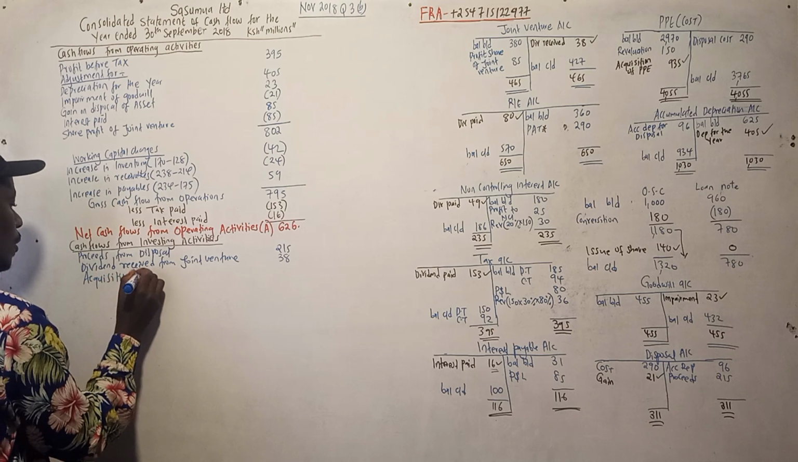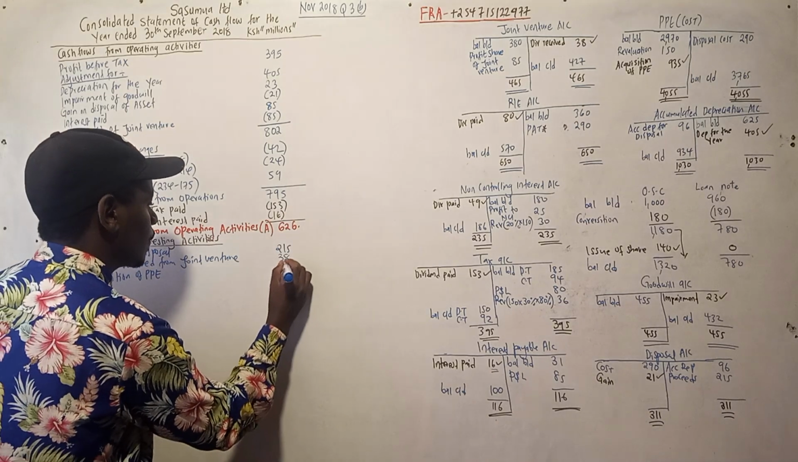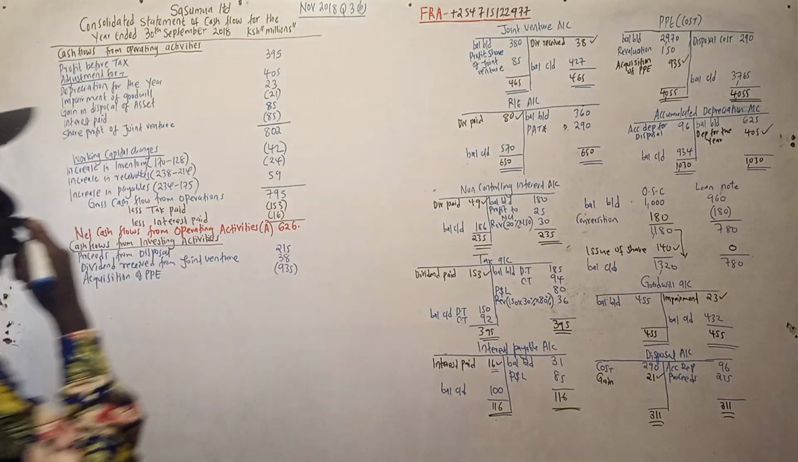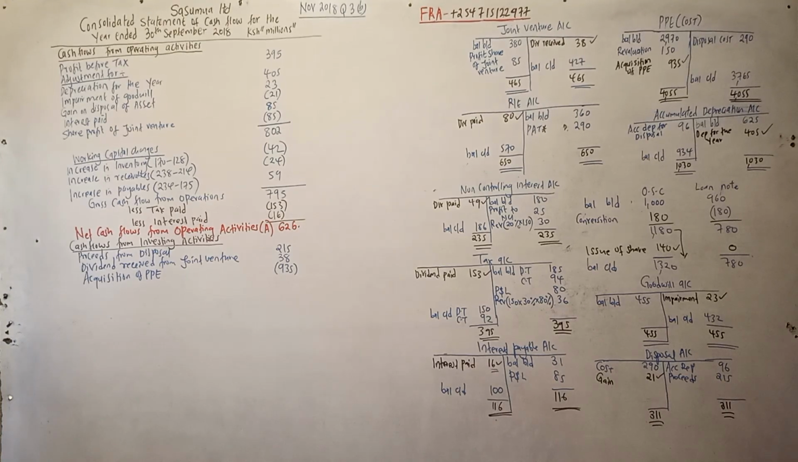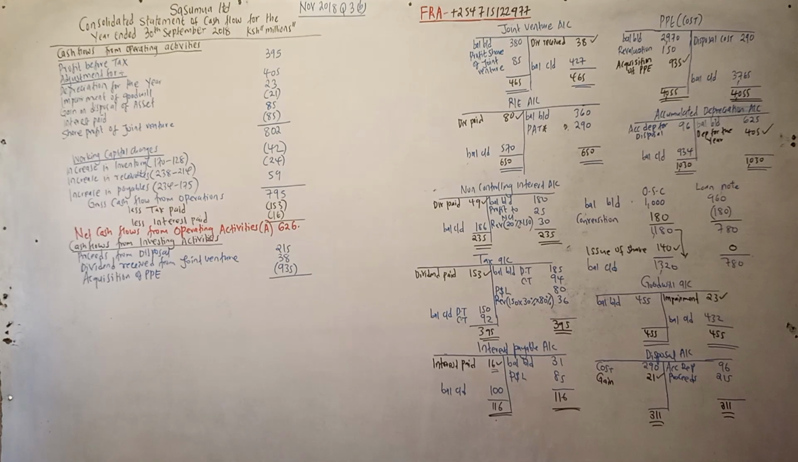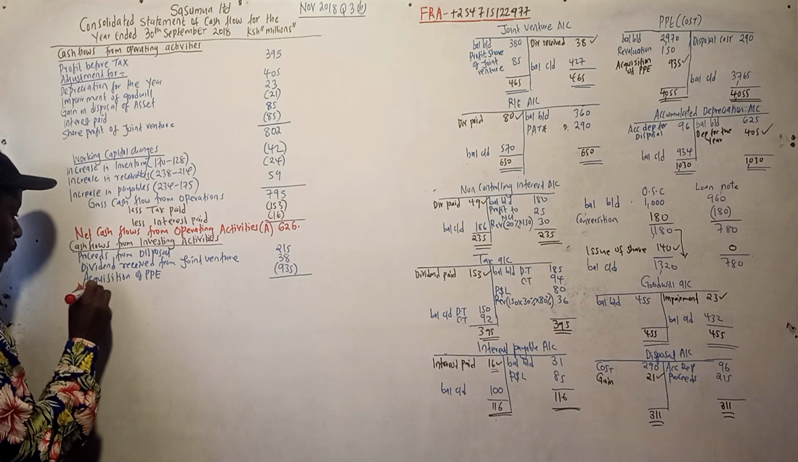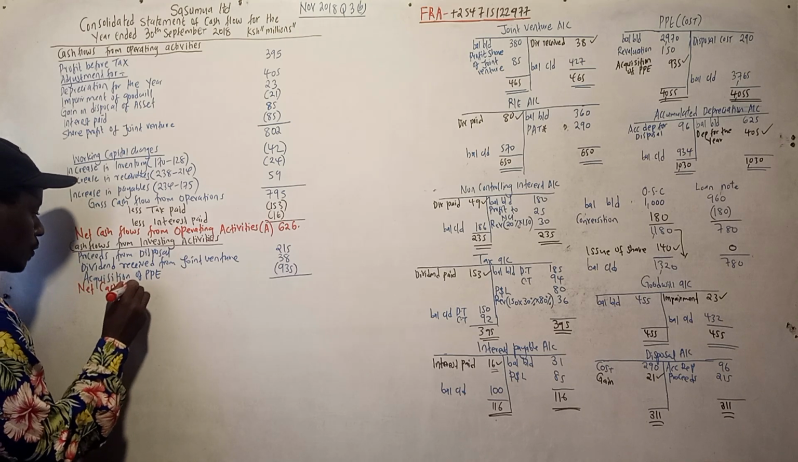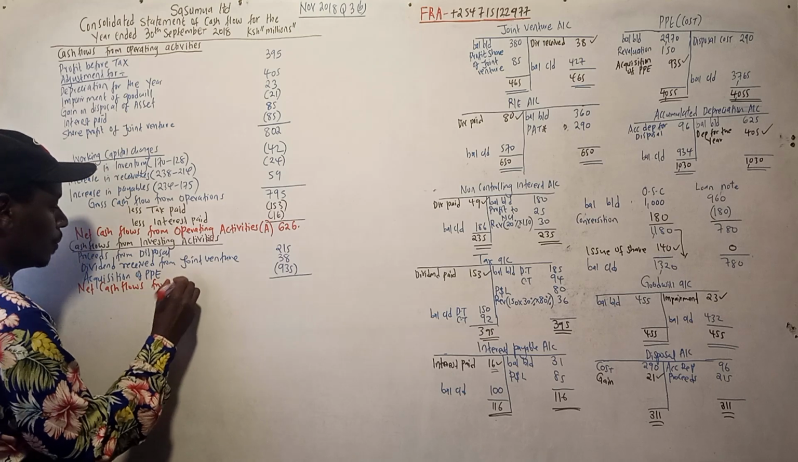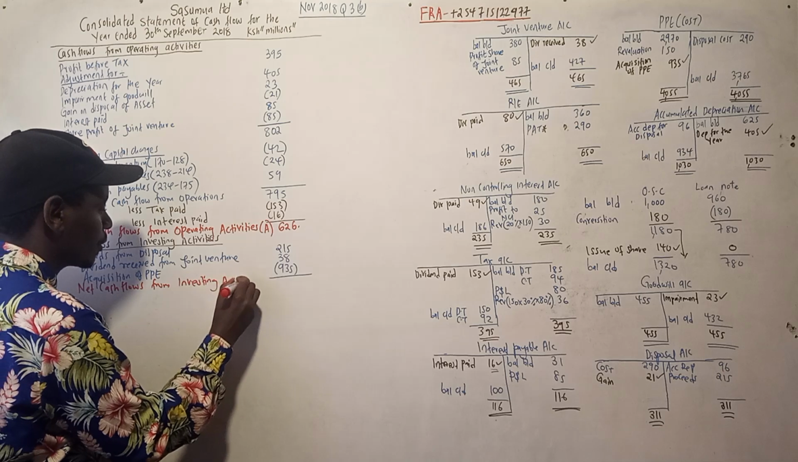Acquisition of the PPE account. The PPE was 935. That is money out. Do we have any other acquisition? No. So you can get now net cash flow from investing activities.